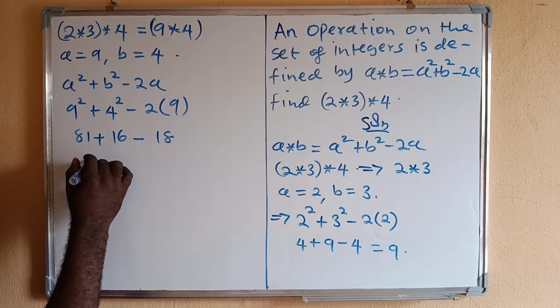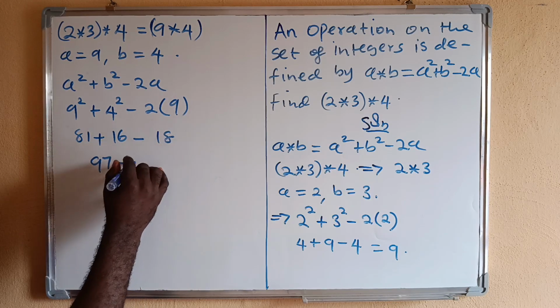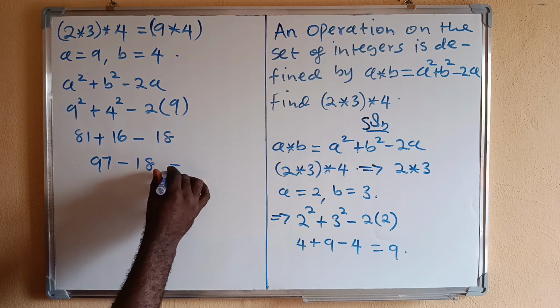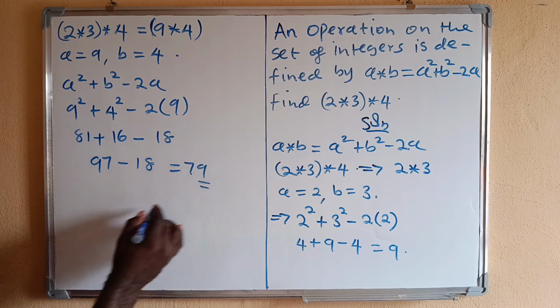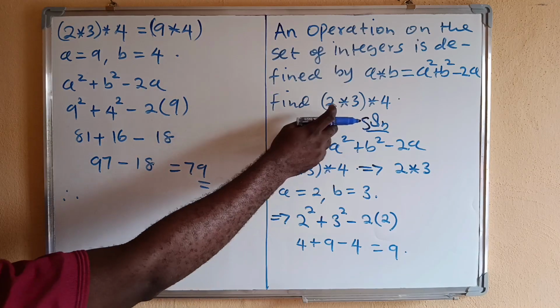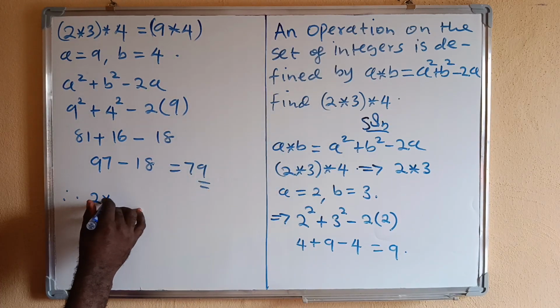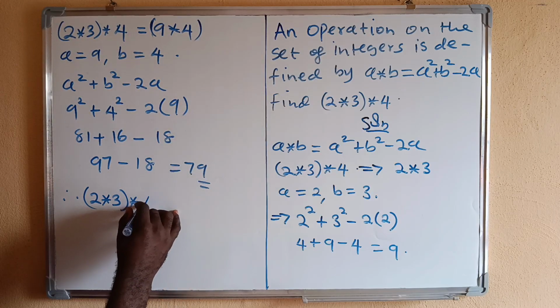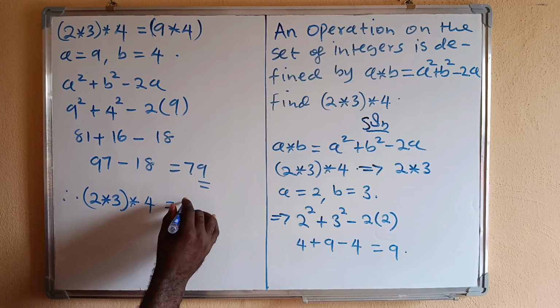So 81 plus 16 will give you 97. 97 minus 18 will give us 79. Therefore, the value of (2 asterisk 3) asterisk 4 when operated on the above function or operation is 79.